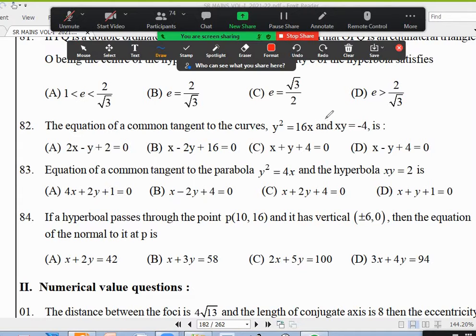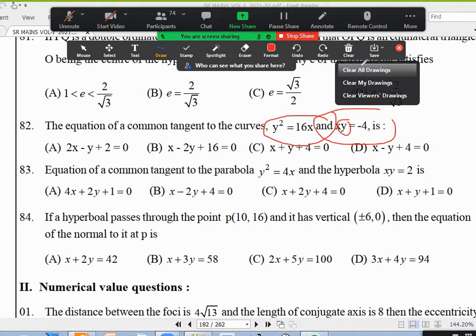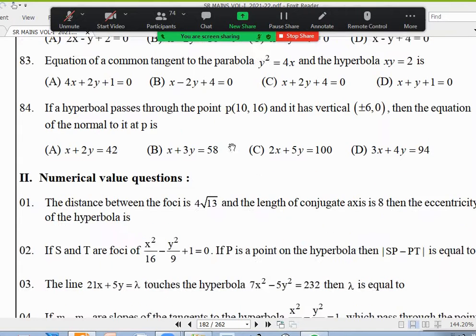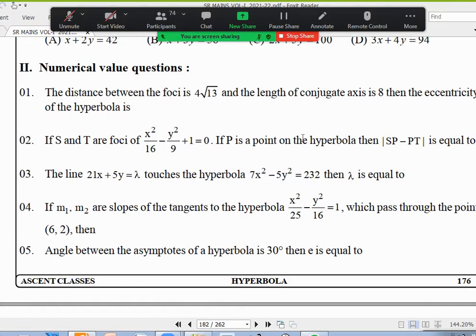So in this question, you can take the general tangent to the parabola y equal to mx plus 4 by m. In the place of y, substitute that mx plus 4 by m, and you'll get a quadratic equation in terms of x. For that, b square equal to 4ac. Numerical first 5 questions, anybody any doubts?